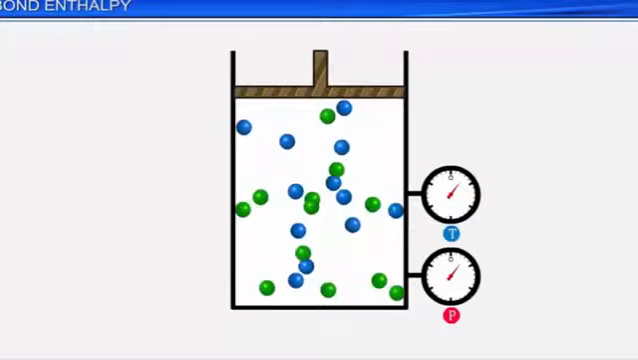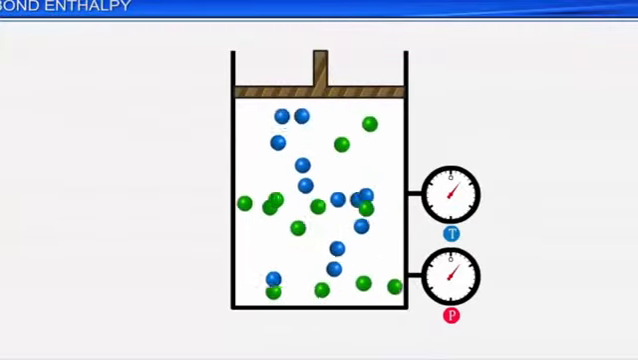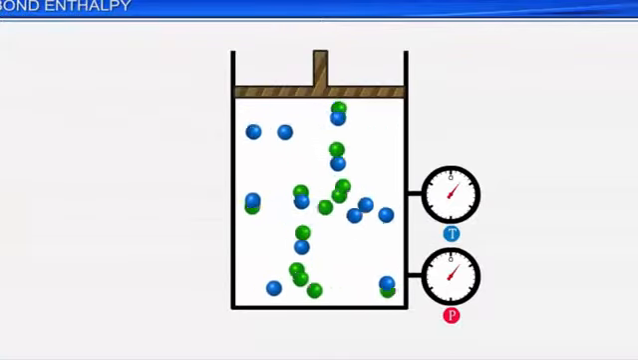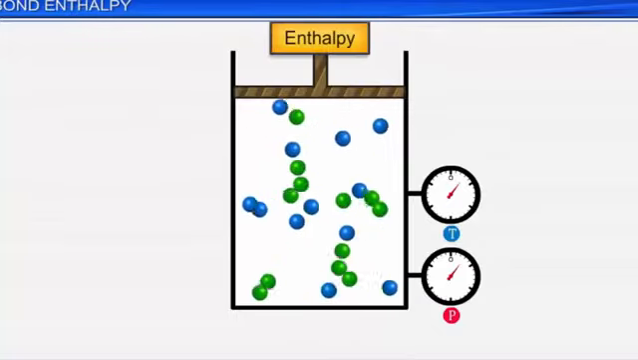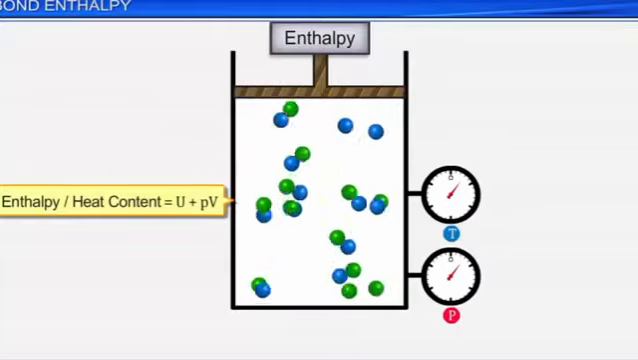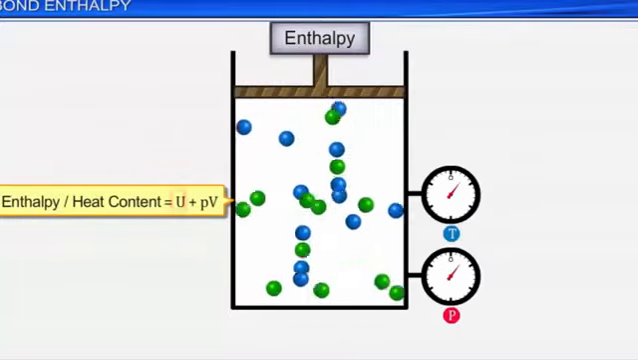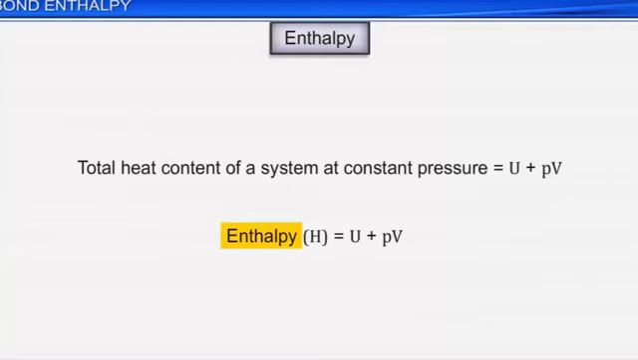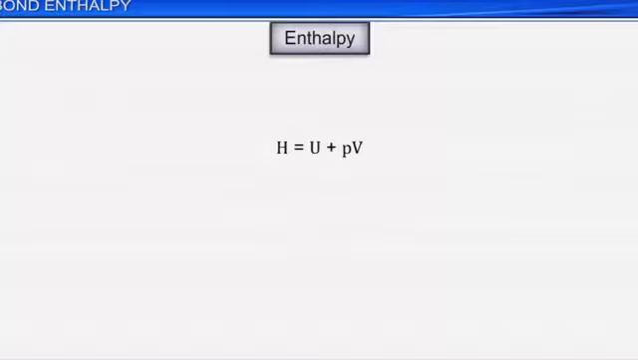In order to study the heat changes in a chemical reaction at constant temperature and constant pressure, a new thermodynamic function called enthalpy was introduced. The total heat content of a system at constant pressure is equal to the sum of the internal energy and PV. This is called the enthalpy of a system, which is represented by H. Note that enthalpy is also called heat content. Enthalpy, which depends on the three state functions, internal energy, pressure, and volume, is also a state function.